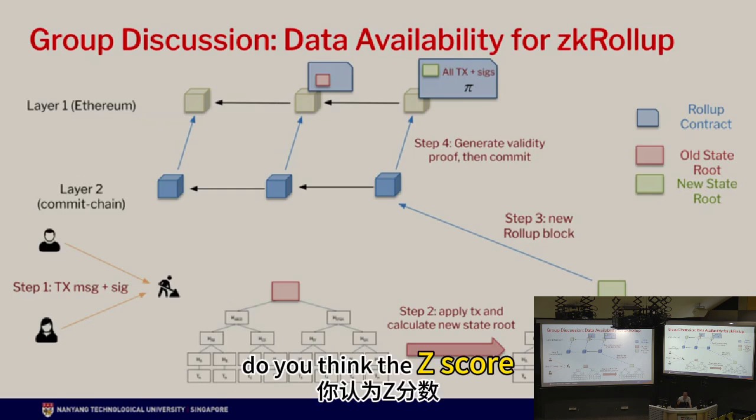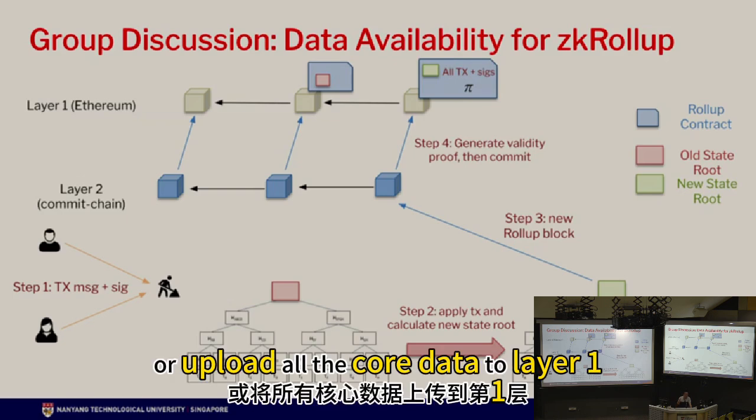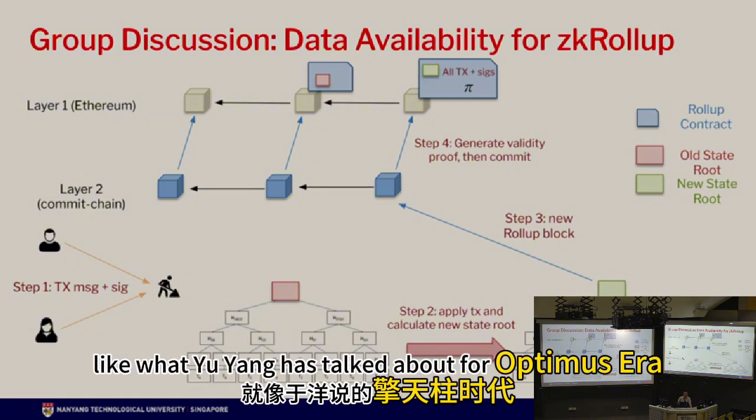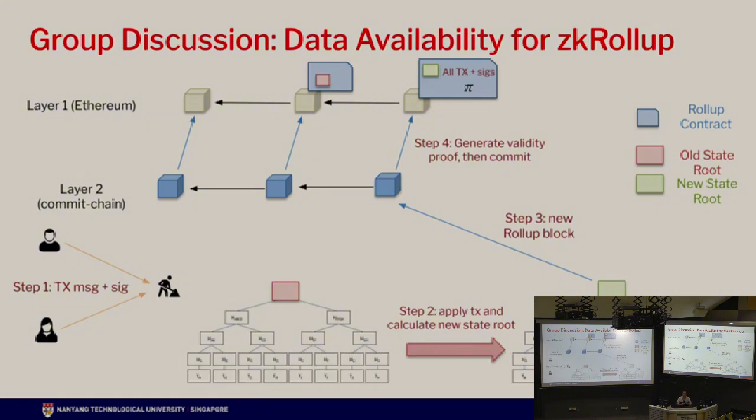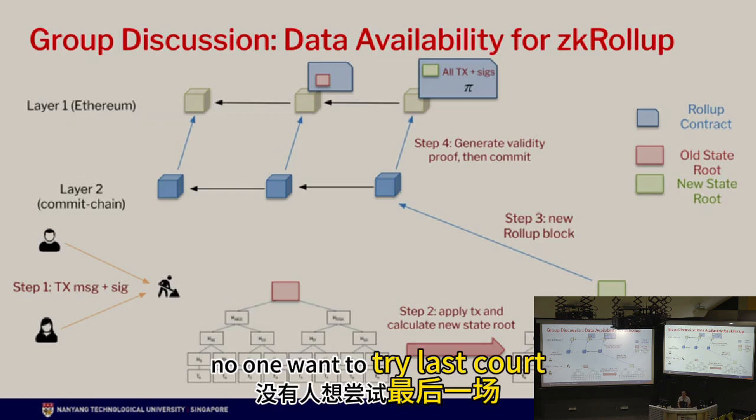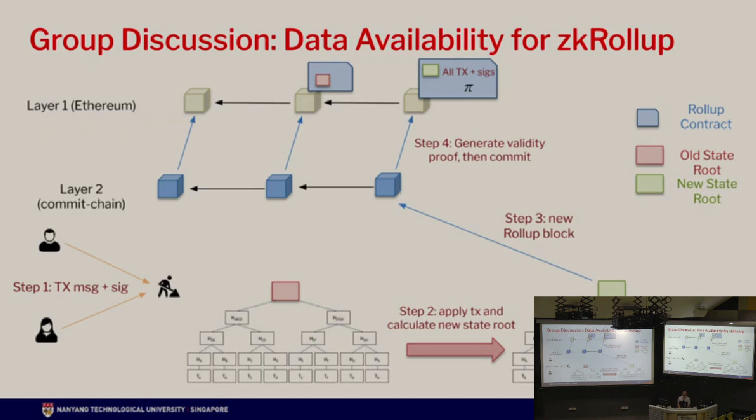Do you think the ZK rollup will upload all the call data to layer 1, like what Yu Yang talked about for the optimistic rollup? Anyone want to try? No one? No one wants to try? Last chance for the score. The answer is yes and no.